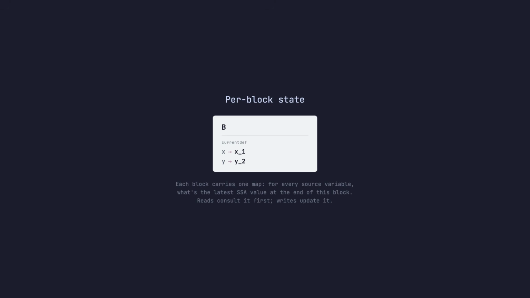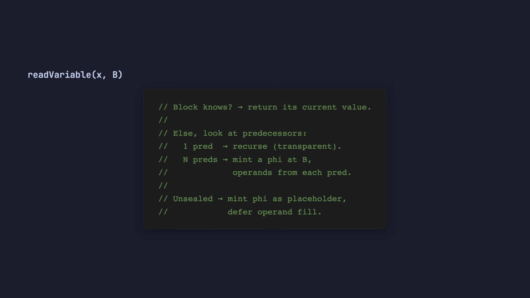Every block holds a map, current def. It answers the question, for each source variable, what's the current SSA value at the end of this block? When you write to x, you update the map. When you read x, you ask the block. If the block knows, return the value, and you're done. If the block doesn't know, you look at the predecessors. If you have exactly one predecessor, you recurse by asking that one block upstream. If you have multiple predecessors, this is a merge point. You eagerly create a phi right there, and the phi's operands come from each predecessor. That handles the forward case if you never have to go backwards.